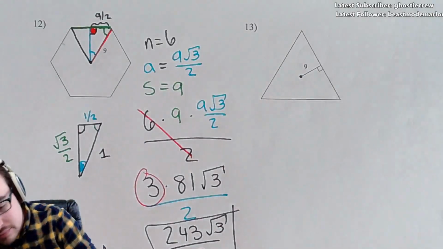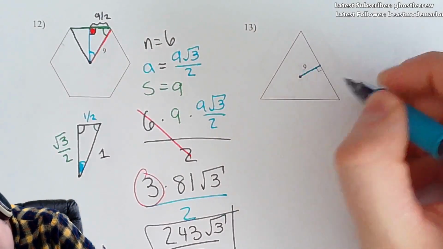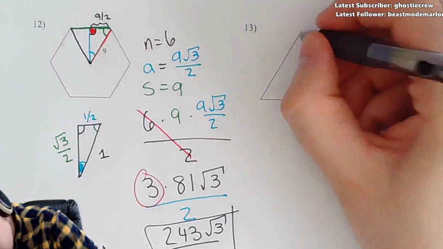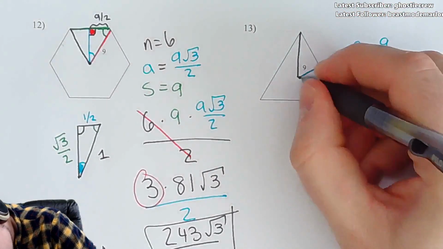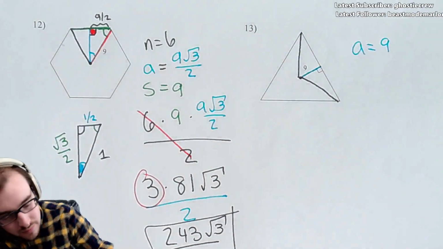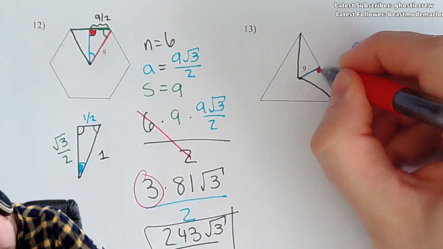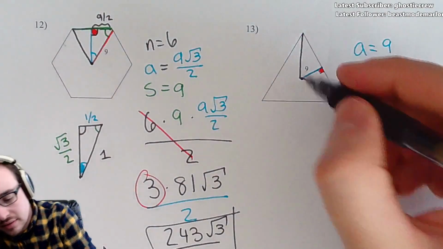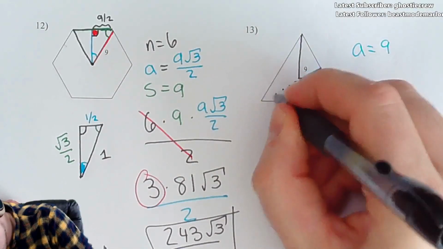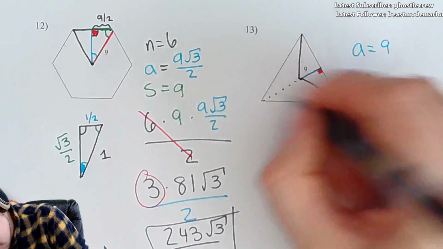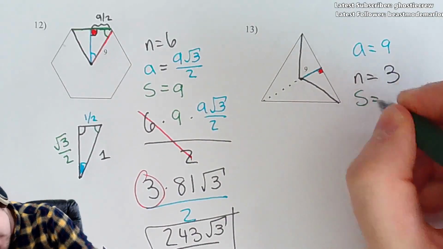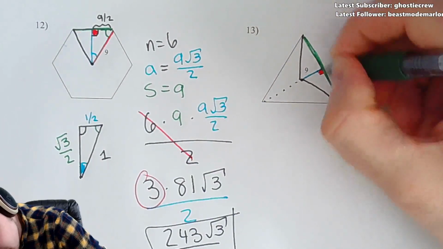Triangle. This is our apothem. Now, because this is a triangle, n is going to be the number of sides, which is 3. S is going to be this big side length right here.